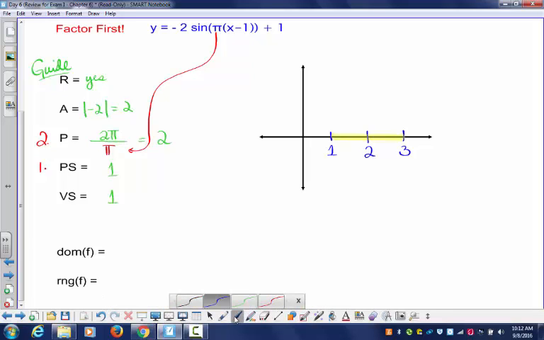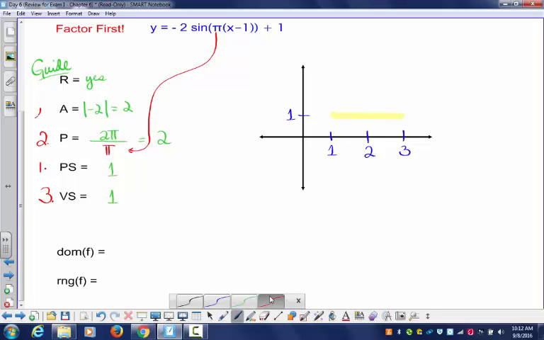But we now look at the vertical shift. The vertical shift is 1. So we're going to lift that center line up a unit. So that will be our center line for the graph. Take into consideration the vertical shift. All right.